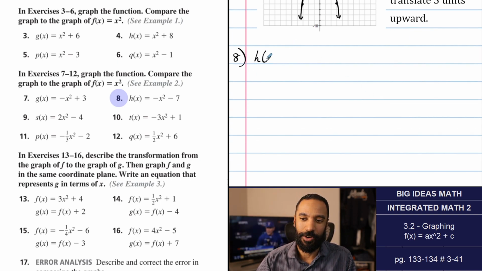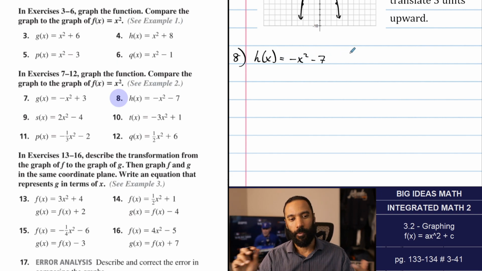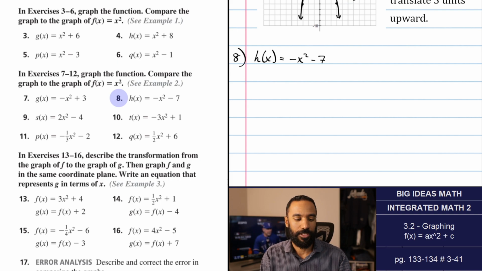H of x equals -x squared minus 7. Once again, flipped over in some capacity.